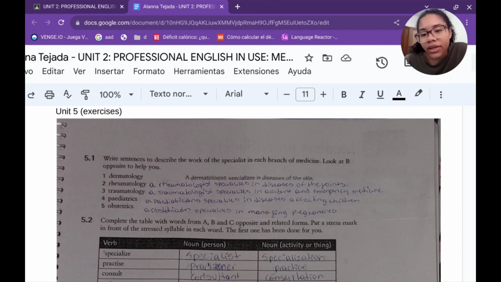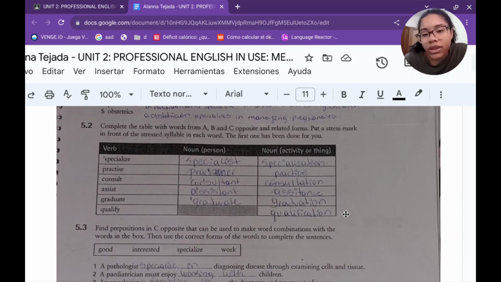Write sentences to describe the work of the specialist in each branch of medicine. Look at the box opposite to help you. Dermatology. A dermatologist is specialized in diseases of the skin. Rheumatology. A rheumatologist is specialized in diseases of the joints. Traumatology. A traumatologist is specialized in accident and emergency medicine. Pediatrics. A pediatrician is specialized in diseases affecting children. Obstetrics. An obstetrician is specialized in managing pregnancy.